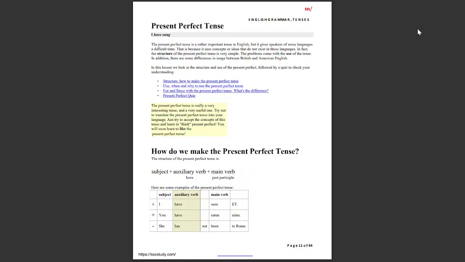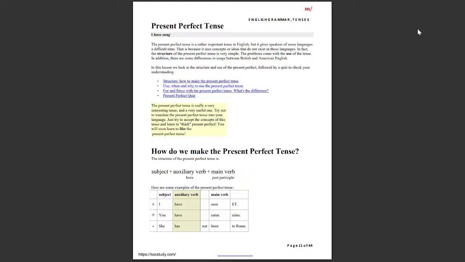So the present perfect tense is a really interesting tense, okay, and very useful also. Try not to translate the present perfect tense into your language. Don't try to do it. Okay, just try to accept the concepts of the tense and learn to think present perfect. You will soon learn the present perfect tense.